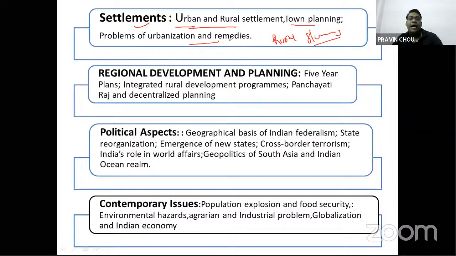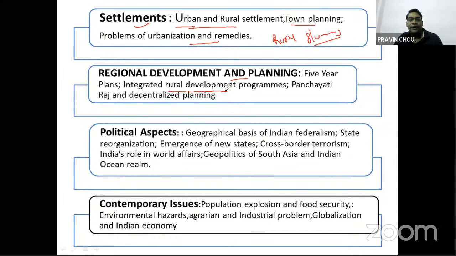So if you have theoretical knowledge, if you know the problem beforehand, then you can easily make a policy, you can easily know what exactly the situation is. So you can utilize your knowledge, whatever you study in geography optional, in your field work also. After training, when you will be in field training, you can easily utilize your knowledge. Regional development planning, okay, 5-year plans, you already know about 5-year plans in economy.